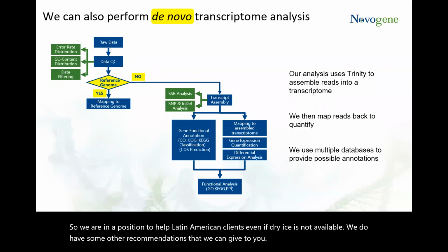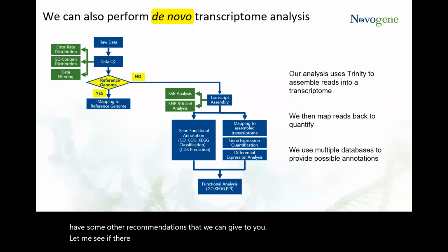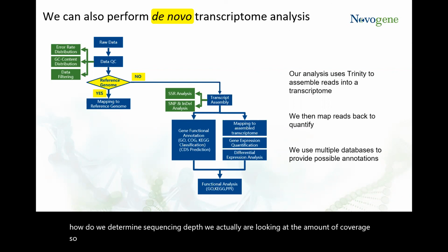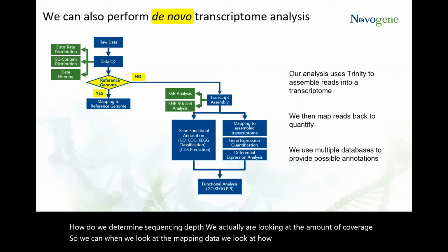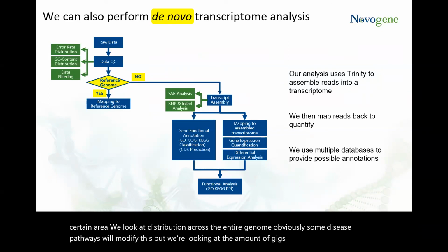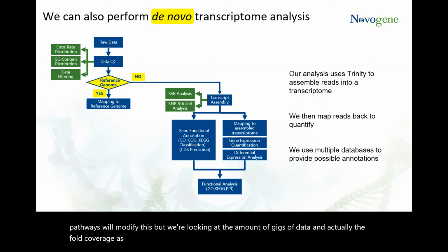Let me see if there are any last questions that I can squeeze in. It looks like these are the most. The sequencing depth, absolutely. This is a good question. How do we determine sequencing depth? We actually are looking at the amount of coverage. So when we look at the mapping data, we look at how many reads can map to a certain area. We look at distribution across the entire genome. Obviously, some disease pathways will modify this, but we're looking at the amount of gigs of data and actually the fold coverage as well. We can get you much more information about that from the bioinformatics team.